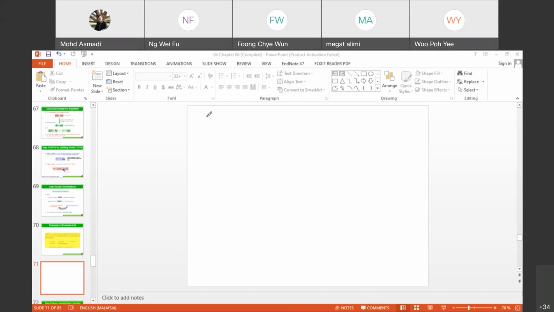Okay. For example, this one, right? Because the initial condition is saturated liquid, you have to bring it to the saturated vapor. Please see the condition first.